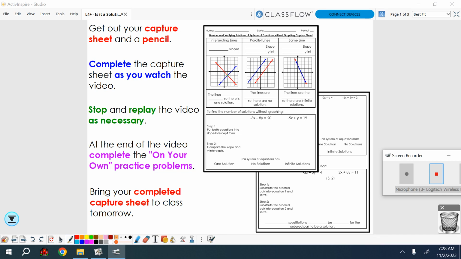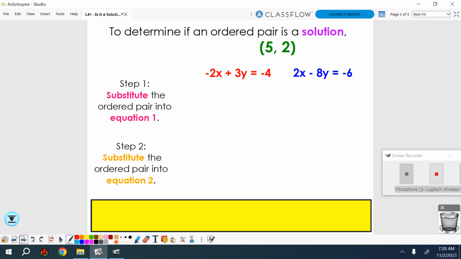So we've talked about how you can tell if something is a solution to an equation, an inequality, linear equations, linear inequalities. Today we're going to talk about how you can tell if you have a solution to a system of equations. Now, in order for an ordered pair to be a solution, you have to be able to plug that ordered pair into both of your equations, and both equations have to be true.